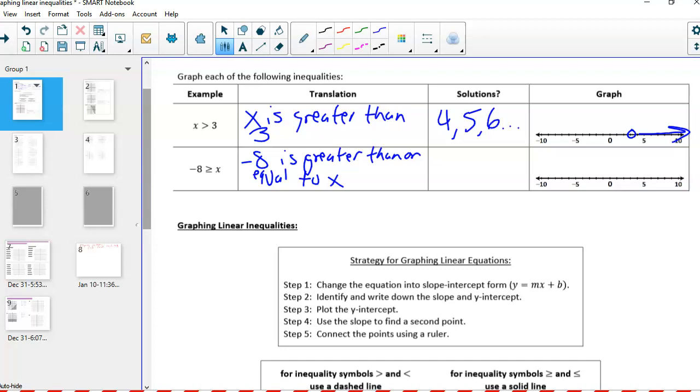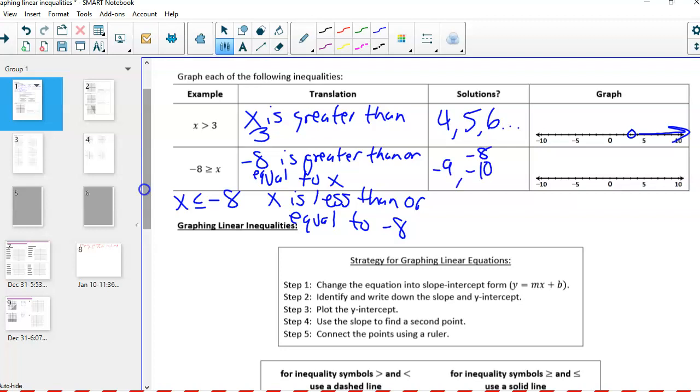And then to find the solutions for that, it's best if you switch it around. So x is less than or equal to negative 8. I'm going to write that out in words too. Negative 8 is greater than or equal to x. So if this is the same thing as x is less than or equal to negative 8, what would be some solutions? Negative 9, negative 10, keep going. Negative 8 is also a solution.